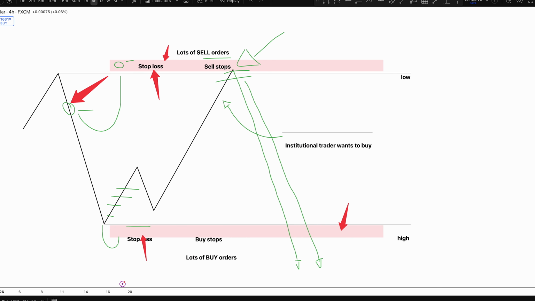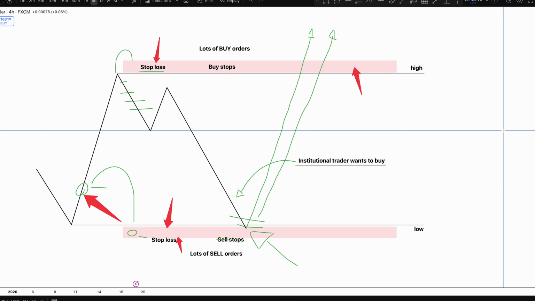All right. So that is how liquidity works. That is how we operate with liquidity. And what you're going to be learning through the next classes is how to actually take advantage of this. In this class, we're going to do that by talking through the most basic form of liquidity, equal highs and equal lows. So we're going to go and do that right now.